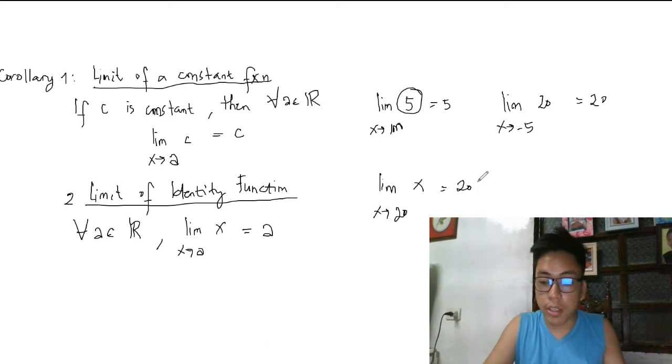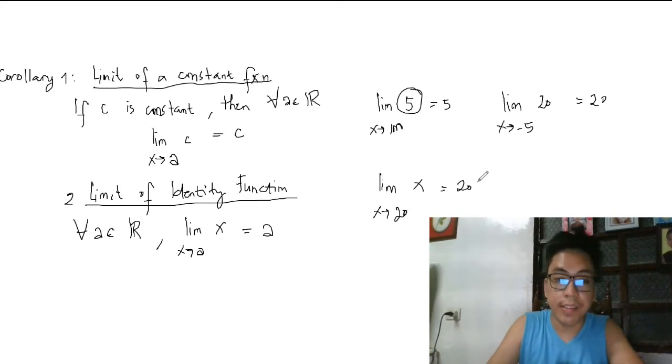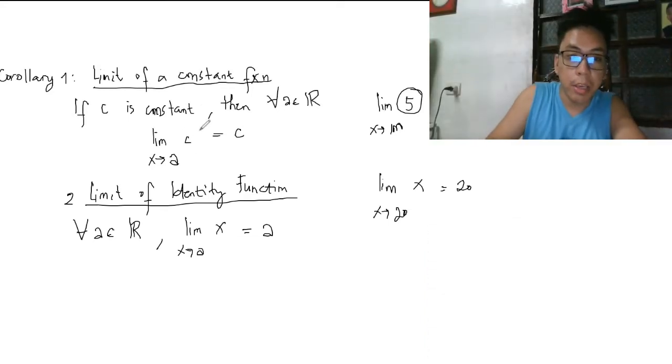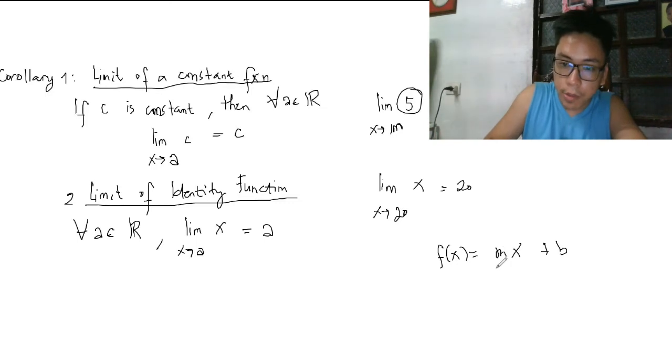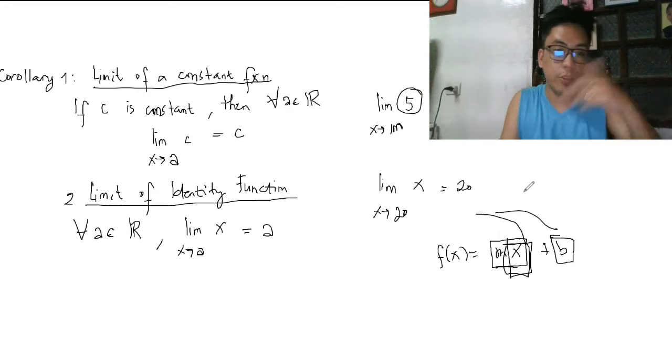Okay, so technically speaking, the reason why these two limit theorems, the limit of a constant function and the limit of the identity function, are actually corollaries to the limit of the linear function is because if you notice, your linear function is of the form mx plus b. So this one is actually an identity function. This one here is actually a constant function. So technically they're both coming from the linear function.